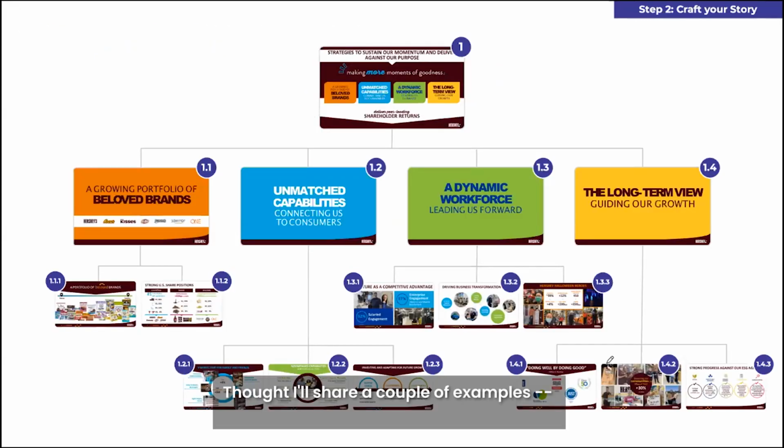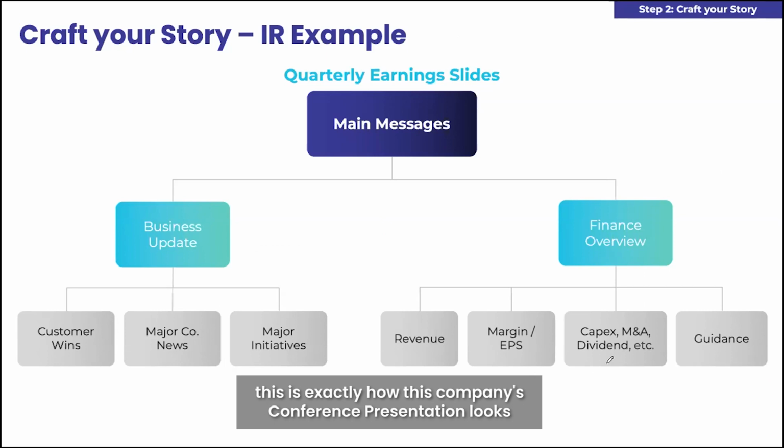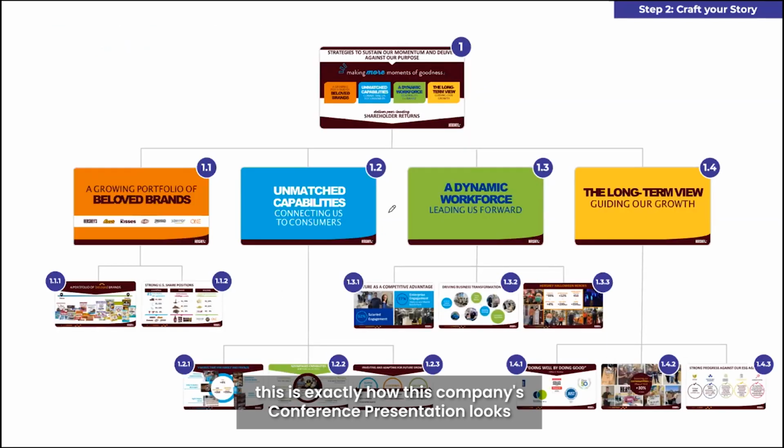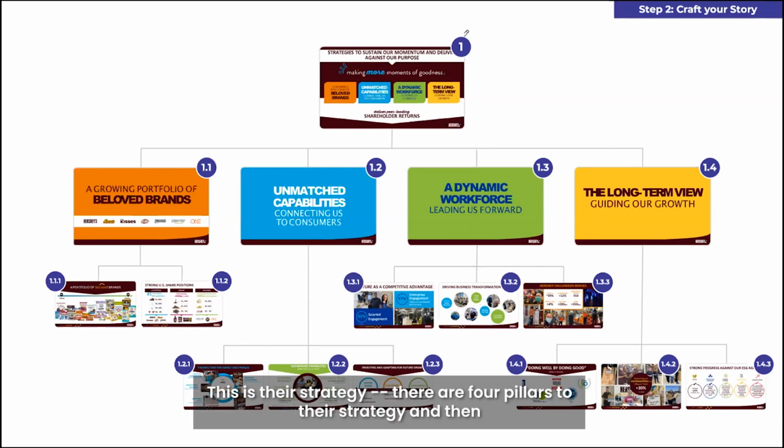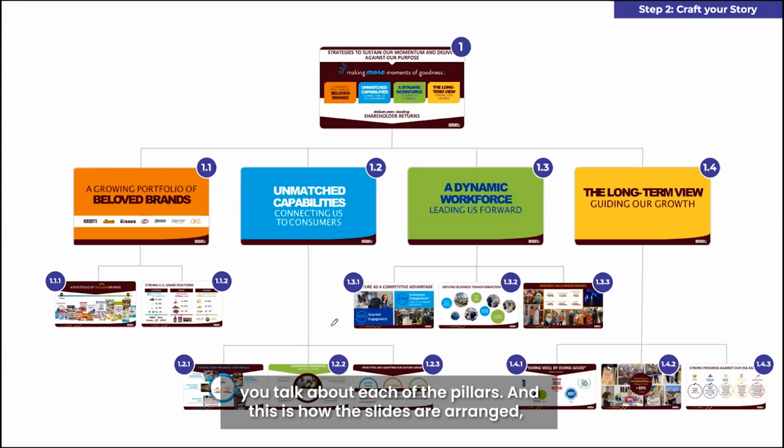Thought I'll share a couple examples. This is exactly how this company did it. This was part of a conference presentation, and this is their business section, right? This is their strategy. There are 4 pillars to their strategy. And then you talk about each of the pillars, and this is how the slides are arranged: 1, 2, 3, 4, go to the next strategy, double click on it, next strategy, double click on it.